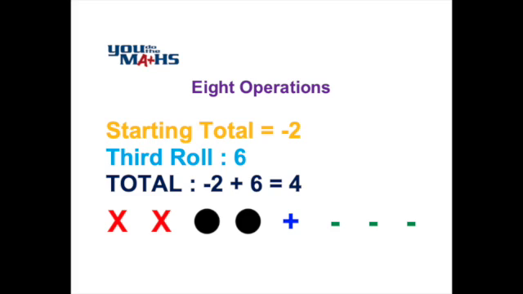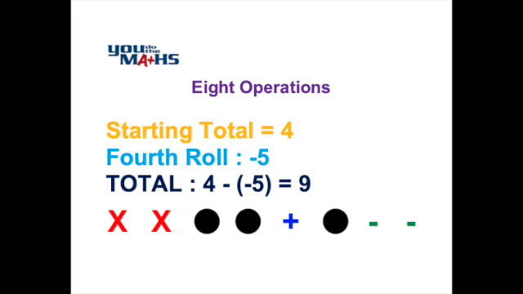On the next roll, we get a -5. And the best thing to do to maximize our score here would be to subtract a negative number, which is like adding. So the operation we're going to use here is to subtract, and we cancel out one of the subtract operations, and the running total now is 9.